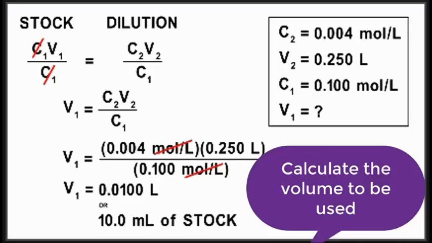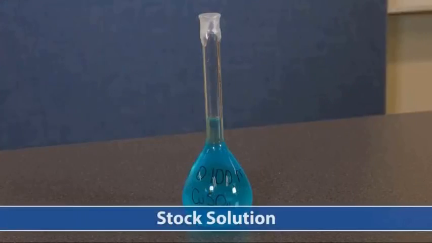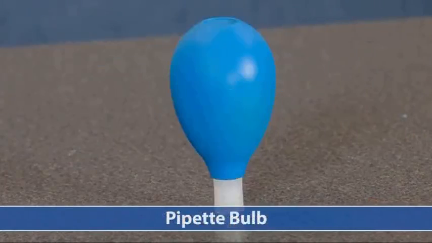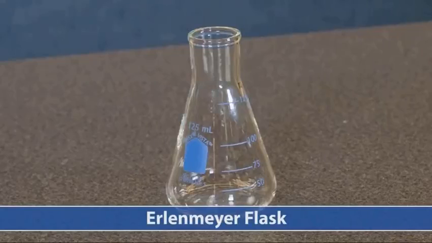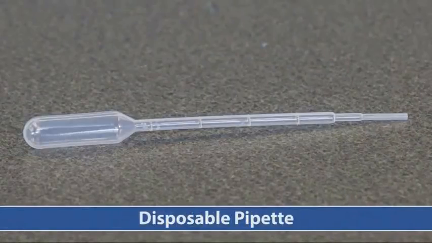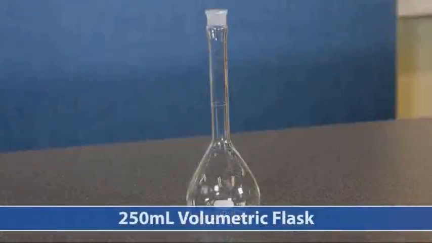Determine the amount of stock solution required. To prepare the dilution, we will need the following material: stock solution, a 10 ml pipette, pipette bulb, Erlenmeyer flask, distilled water, disposable pipette, parafilm, and a volumetric flask.